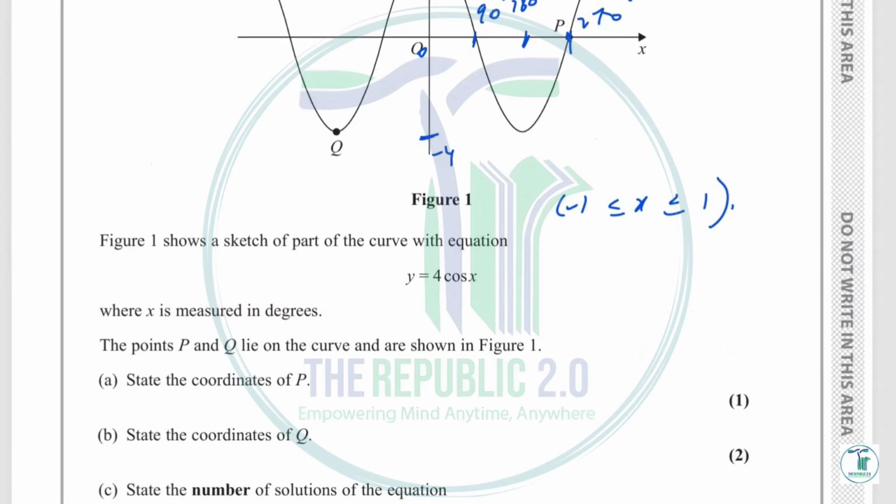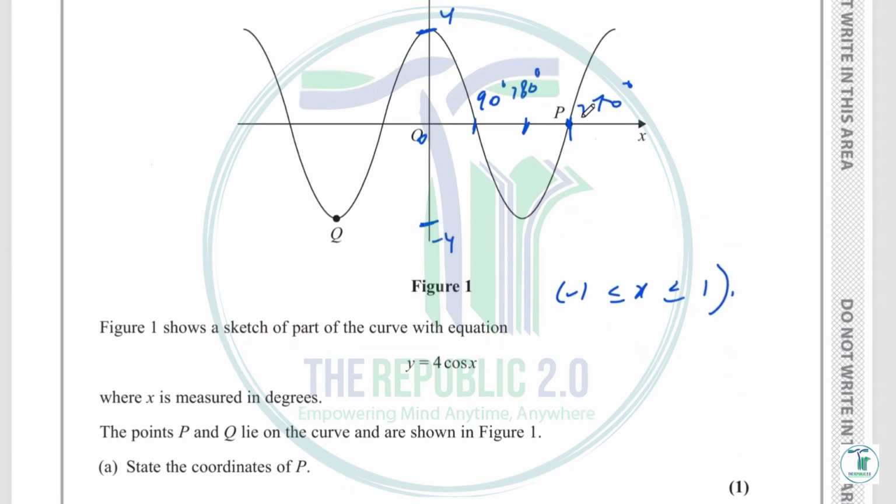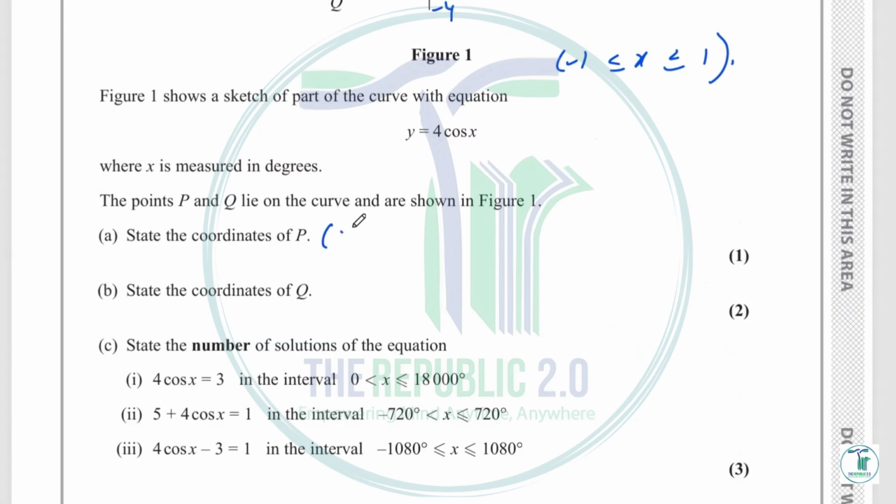So first of all, if you're looking for the coordinates of P, x is going to be 270, and for the y coordinate, you can easily see that since it is the x-intercept, the y coordinate has to be 0. So the coordinates of P come out to be (270, 0) degrees.